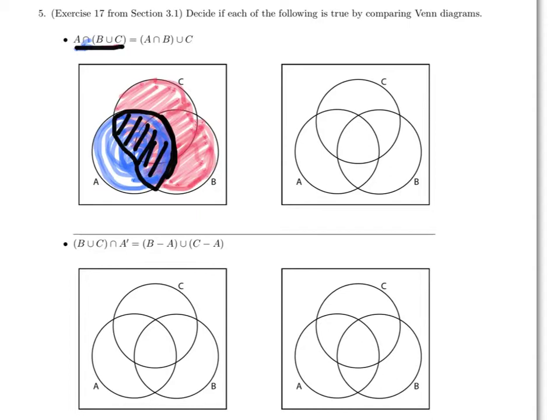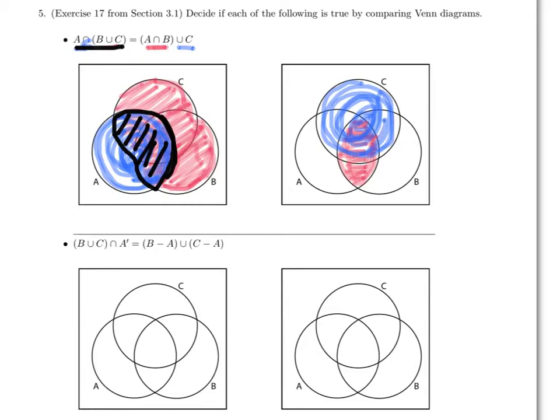Similarly, to do the other side, I first have A intersect B inside parentheses, and so I would shade that first. So this is what A intersect B looks like. And then I want to take the union of that with C. So remember, C is the whole circle. So all of this gets shaded.